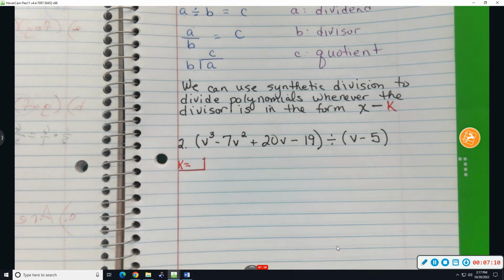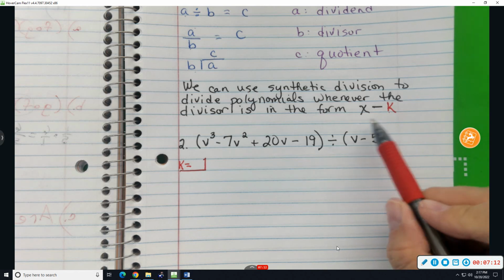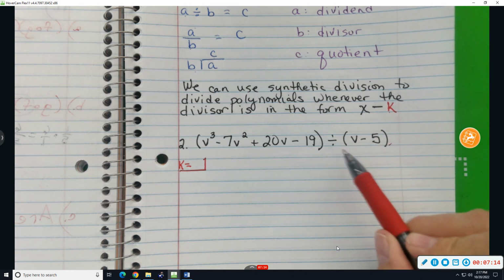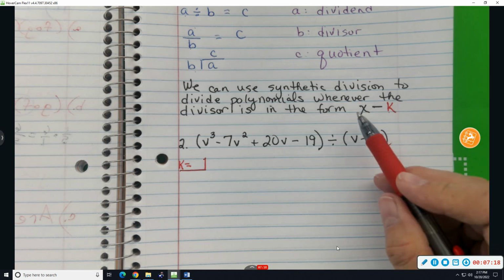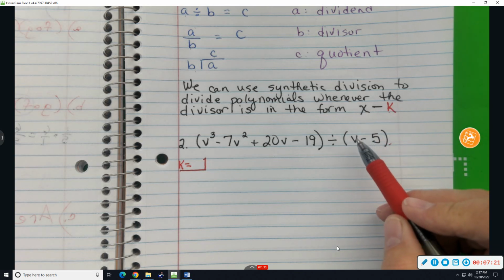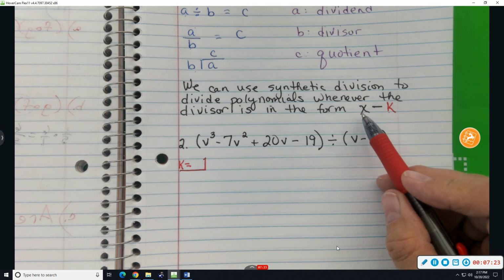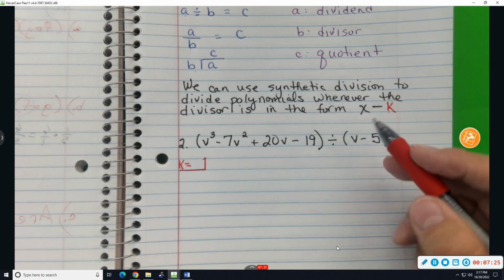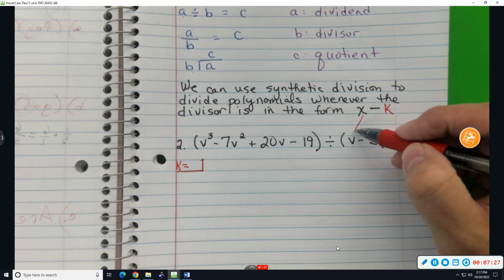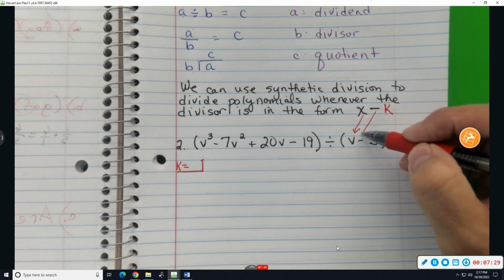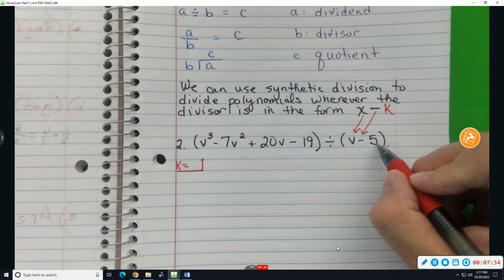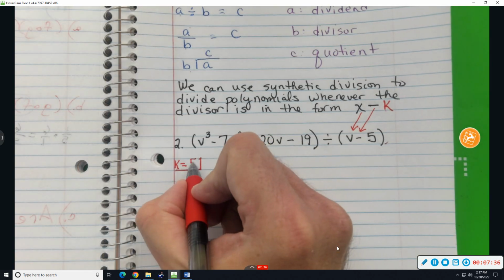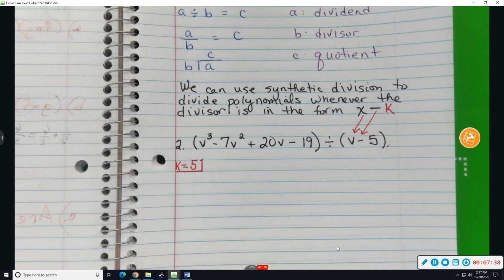K equals, this is the divisor. Up here I said it has to be in the form variable minus a number. So the V is acting like the X. V minus the number K is 5. So I'll write K equals 5 right there in that little space.